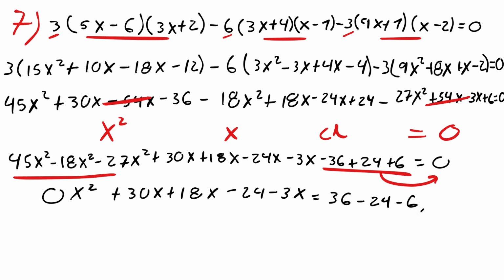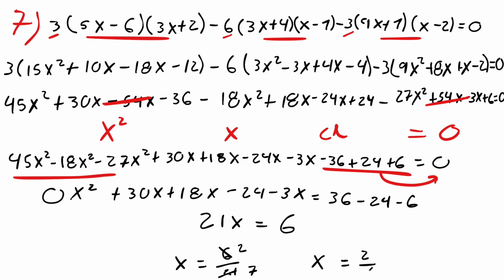Alright, now what does the first side give us? It gives us 21x. What does the second side give us? It gives us 6. What would be the answer? X is equal to 6 over 21, right? We can apply the thirds. So third of 6, 2. Third of 21 would be 7. And so x is equal to 2 over 7.